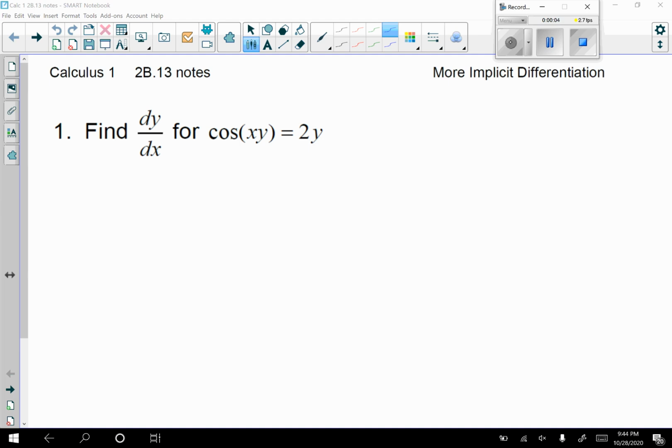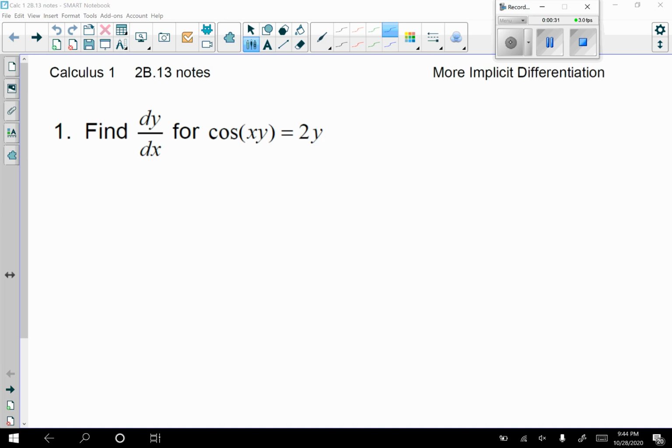Calculus, a little bit more implicit differentiation for you. 213 notes. Let's see, implicit differentiation we just did. We're going to just see some more unusual kinds of problems in this one, but same basic ideas of the one we just did on 212. So hopefully you tried that worksheet, check your answers, see how you're doing with that, and we can go on to a little bit more complicated problems here.